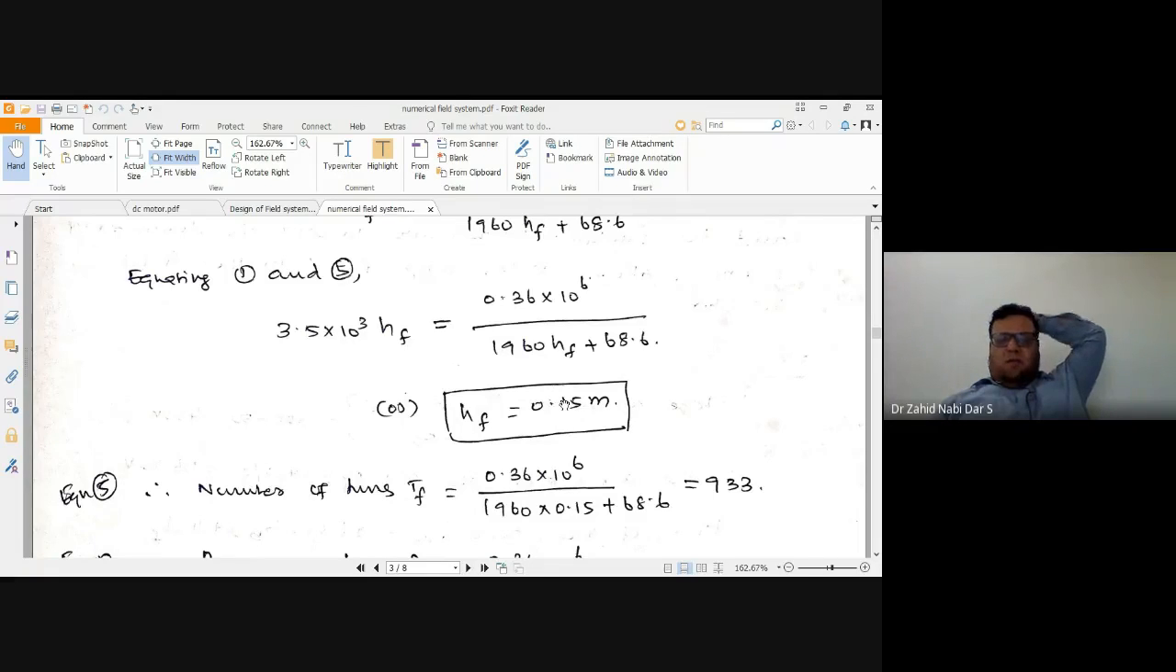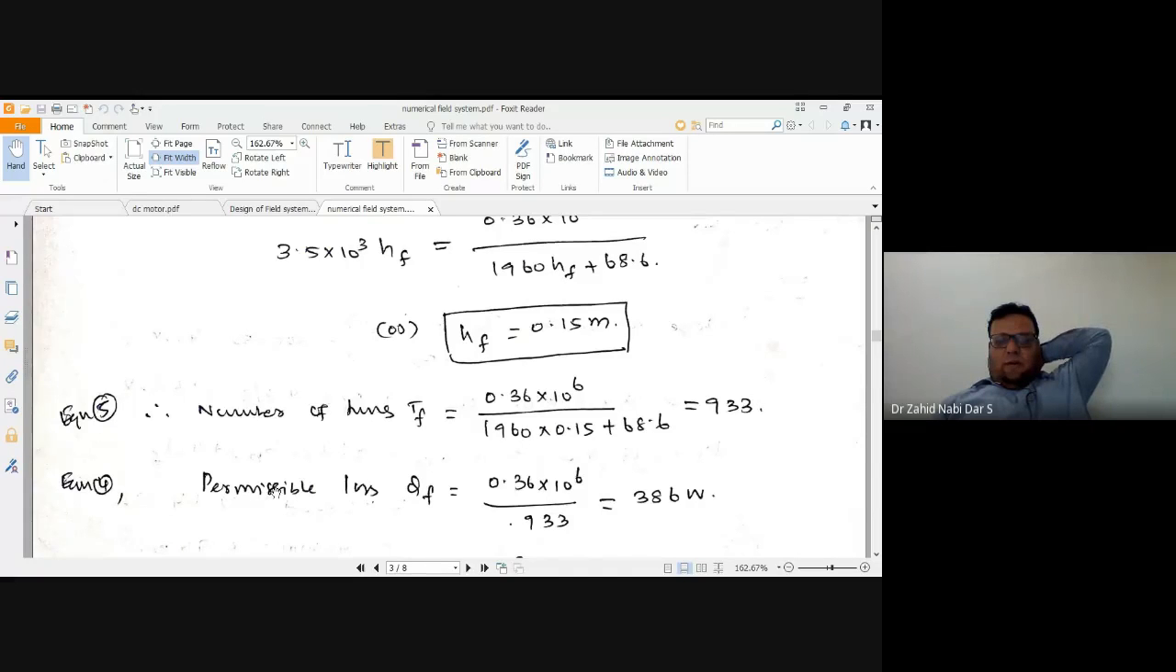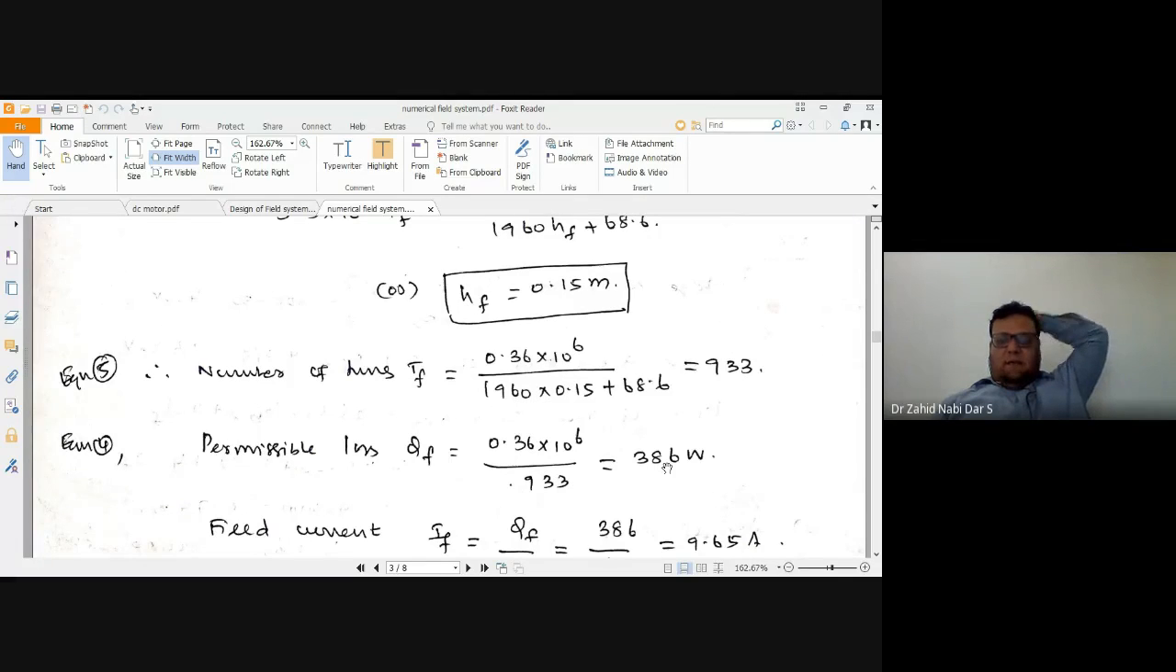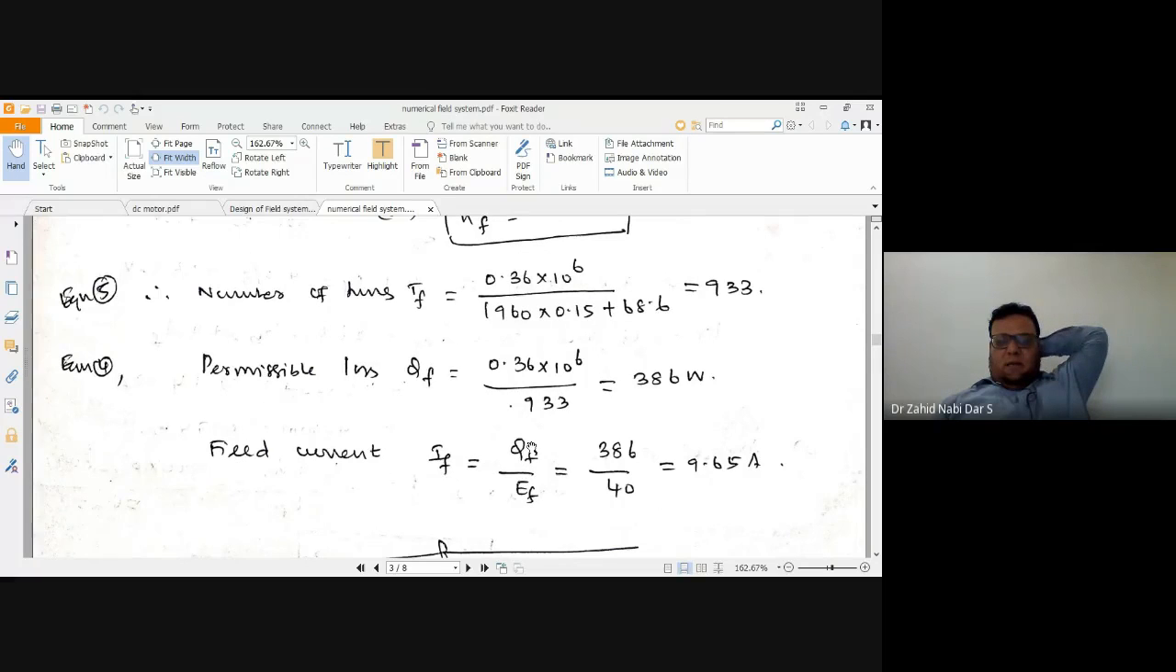Now once you get the value of HF, you can get the value of TF, because you have to substitute the value of HF only there. Here 1960 HF value is 0.15. So number of turns you get 933. Loss you already knew. Permissible loss QF was 0.366 into 10 power 6 divided by TF. So you get the value of the permissible loss, 386.